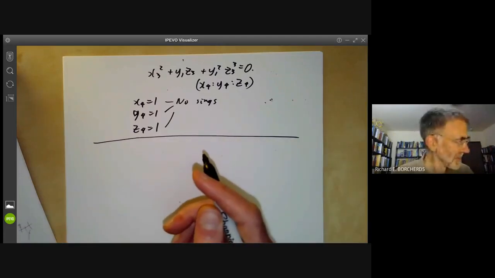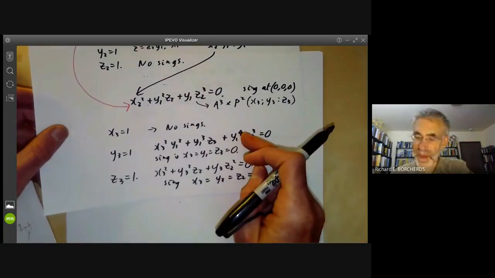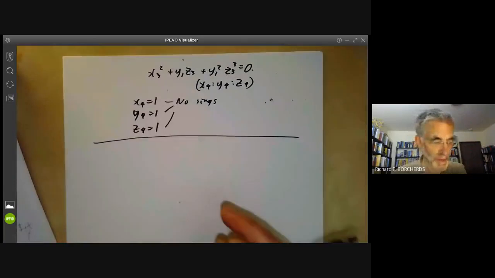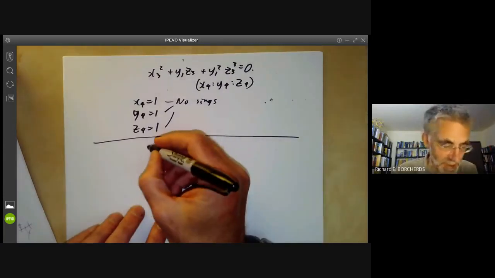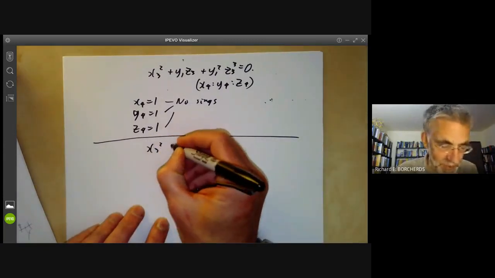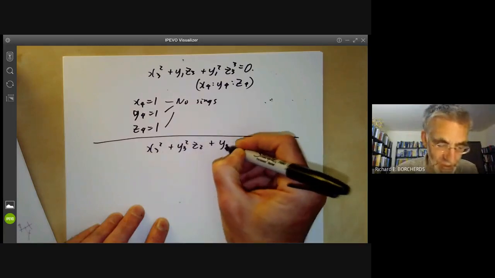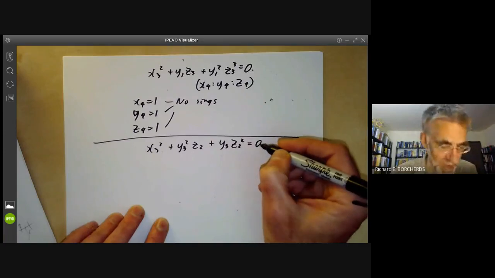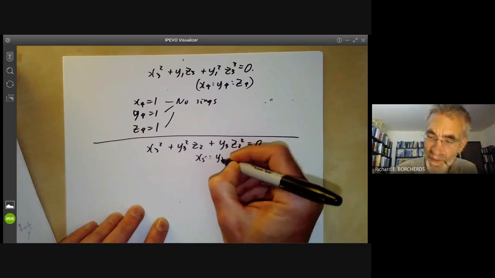Well, that got rid of one of these singularities here, but now we've got to look at the other one. So the other one, we have a singularity of shape x3 squared plus y3 cubed z2 plus y3 z2 squared equals naught.